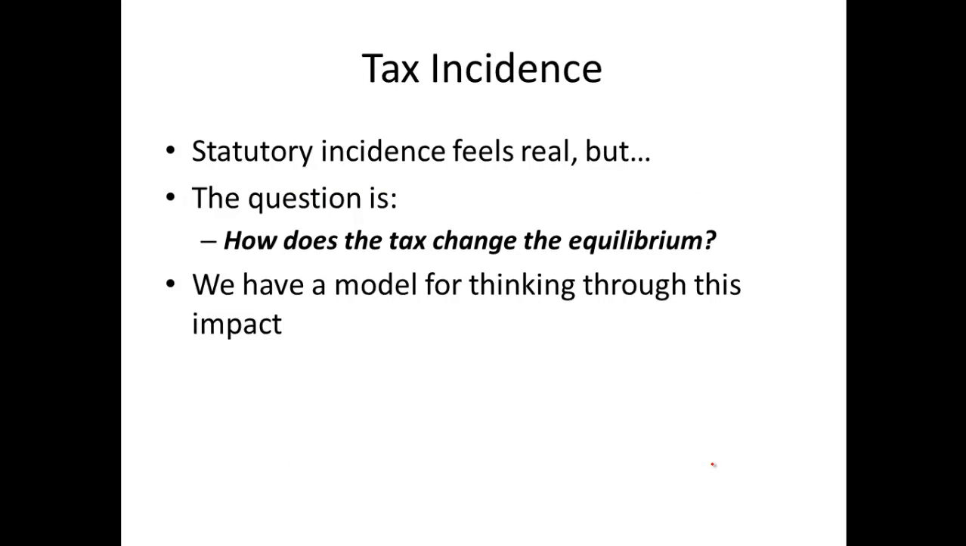And to set this up a little further, you could say, well, the statutory incidence, meaning who it is who seems to be paying it, like you, who seems to be paying $7,000, looks like you, the recipient of this check, is bearing the incidence. But the real question is, how does the tax change the equilibrium in the marketplace? And it turns out that we have a model for thinking this through. The model of supply and demand allows us to think this through systematically.